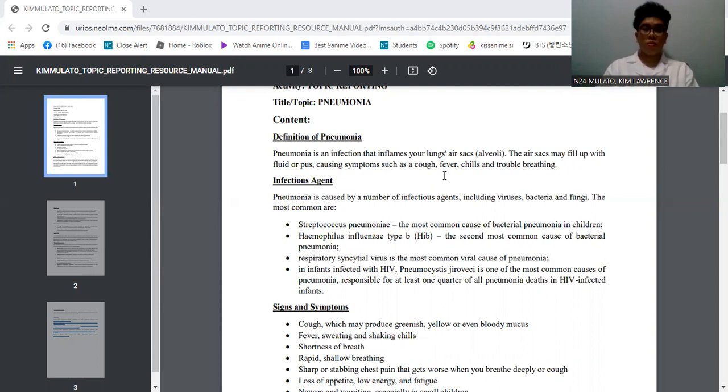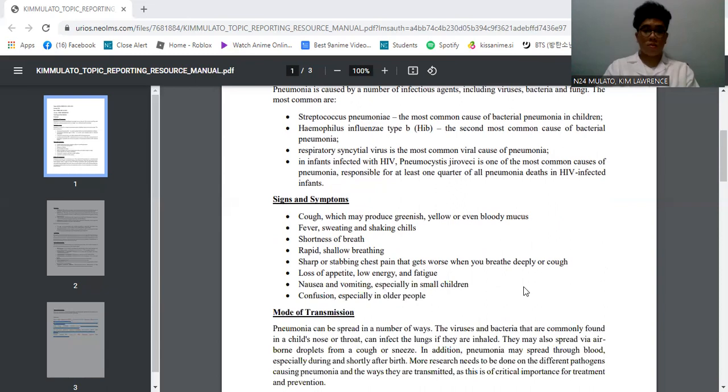The most common are Streptococcus pneumoniae, the most common cause of bacterial pneumonia in children, and Haemophilus influenzae type B, or Hib, the second most common cause of bacterial pneumonia. Respiratory syncytial virus is the most common viral cause of pneumonia. In infants infected with HIV, Pneumocystis jirovecii is one of the most common causes of pneumonia, responsible for at least 1/4 of all pneumonia deaths in HIV-infected infants.